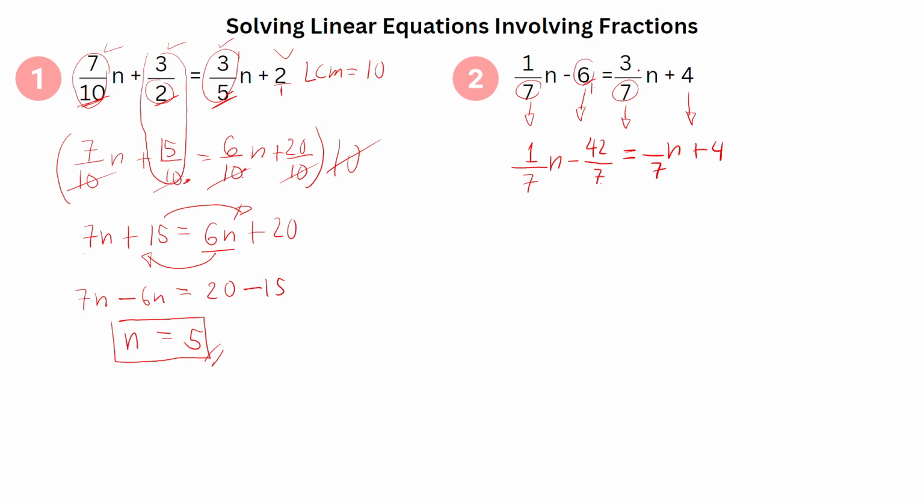Next, equals. Okay, this is 3 over 7n. Do we still need to convert? No. So we'll just copy this. Next, how about the 4? Okay, I made a mistake here. I'm so sorry again. It's hard to erase here. There you go.